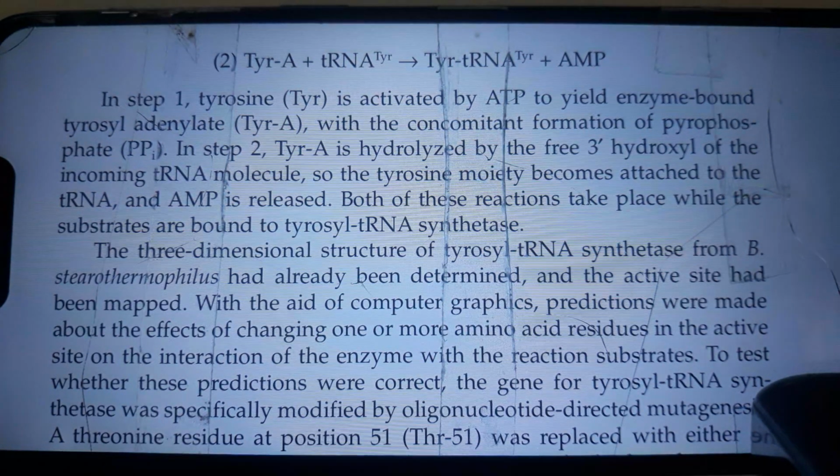This lecture will be over in a minute and we'll be continuing in the next lecture. In step 1, tyrosine is activated by ATP. It yields an enzyme-bound tyrosyl adenylate, with the concomitant release of pyrophosphate.